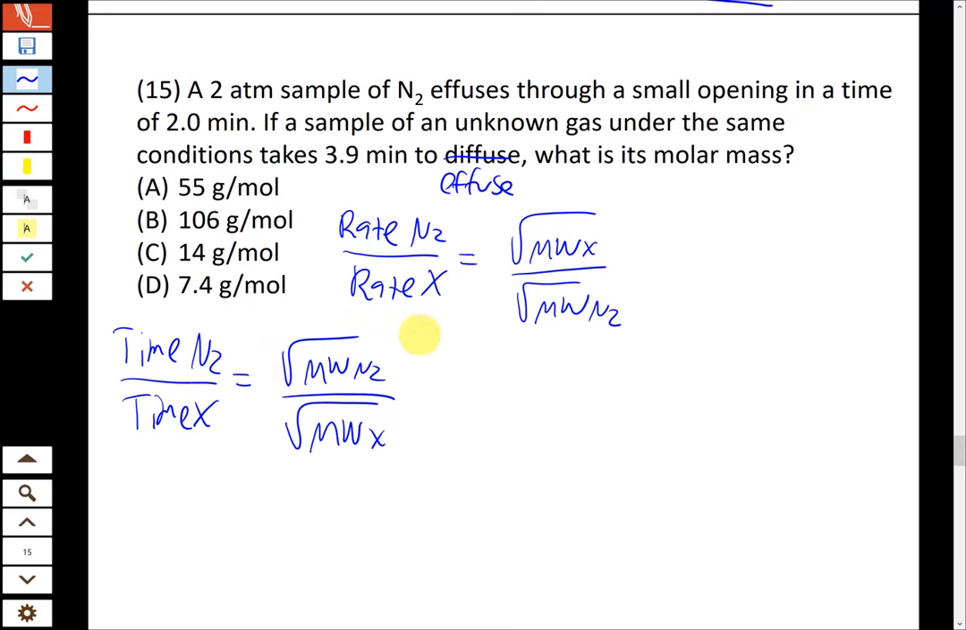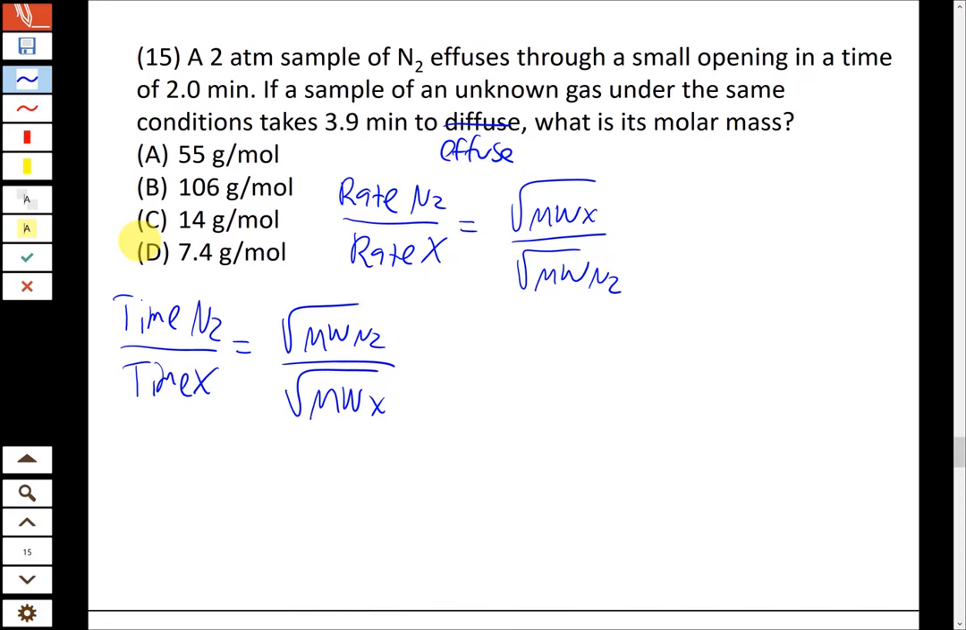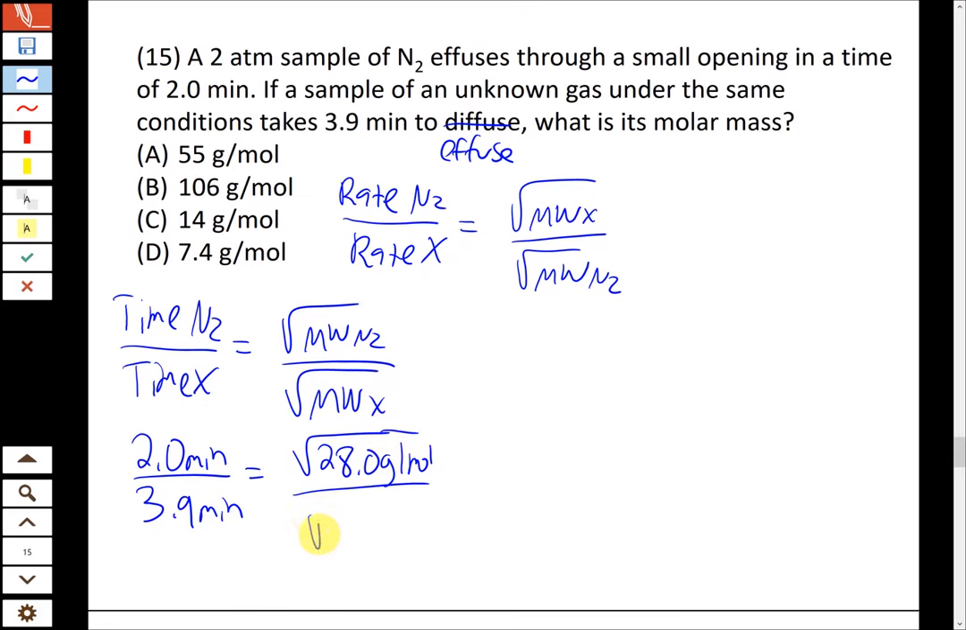So with this correct form of the equation, then we just have to put in the numbers and solve. And so the time that it takes N2 to effuse is 2 minutes. The time that it takes our unknown is 3.9 minutes. And then we're going to solve for the unknown molar mass. So the molar mass of N2 is 28, 2 times 14 for nitrogen. And then our unknown in the bottom here. All right. So we just have to square both sides, cross multiply, divide a few steps algebraically to get there.